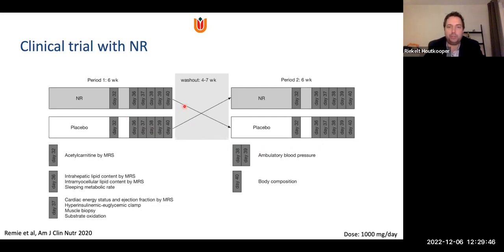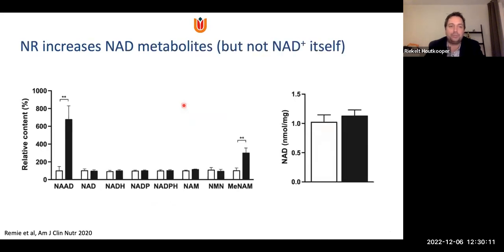There was a washout in between, and then they were switched, so either they start on placebo and then go to nicotinamide riboside, or the other way. And from these individuals, we did a detailed clinical phenotyping for their glucose homeostasis, or their glucose handling, as well as a molecular and biochemical phenotyping in muscle biopsies that were taken.